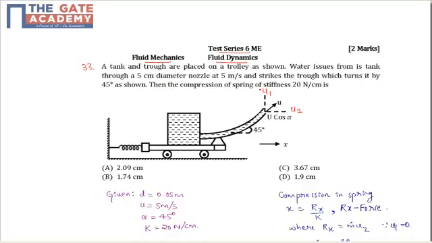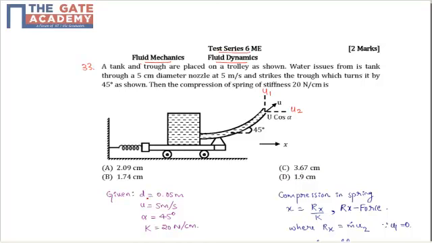Then the compression of the spring of stiffness 20 Newton per centimeter is option A 2.09 centimeter, option B 1.74 centimeter, option C 3.67 centimeter, and option D 1.9 centimeter.